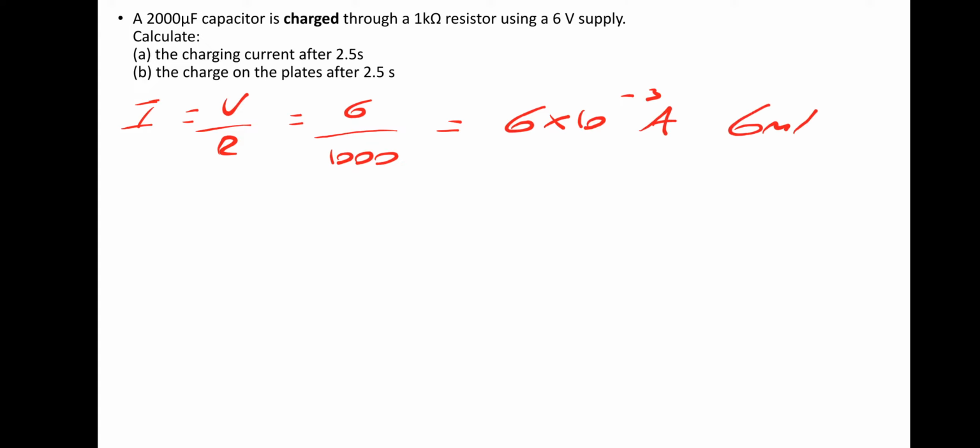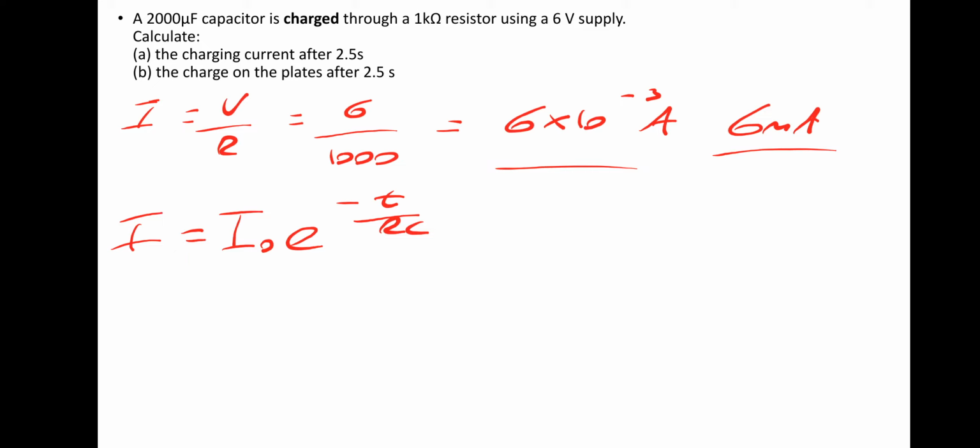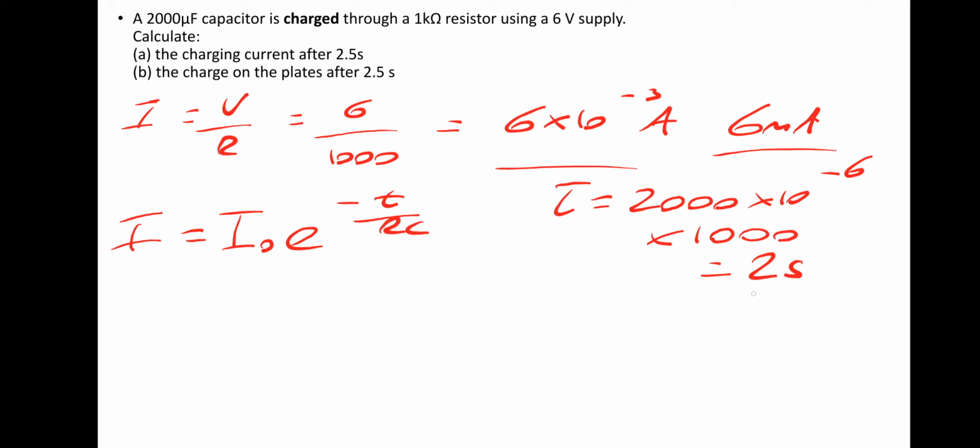So we need the initial current. We're going to use current is voltage divided by resistance. So the voltage is 6 divided by the resistance of a kilo ohm, so 1000. And 6 divided by 1000 is 6 times 10 to the minus 3 amps, or 6 milliamps. So the charging current would just be current is equal to I0 e to the minus t over rc. We can calculate RC. So let's get the time constant: 2000 microfarads, 2000 times 10 to the minus 6, multiplied by 1000 ohms. So the time constant is 2 seconds.